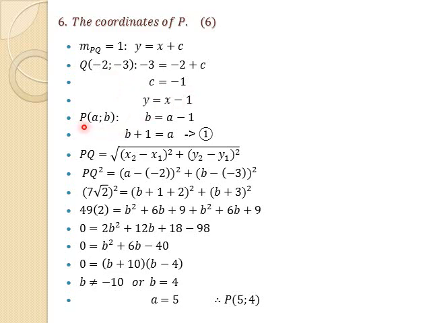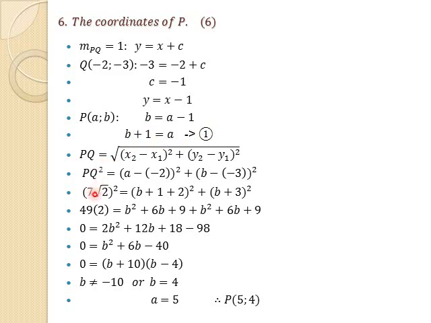Substitute the coordinates of P in, which is (a, p). This states that my y there is p when my x is a. Make a the subject of the formula. If I take 1 across, a equal p plus 1. So that's my equation 1: a equal p plus 1.